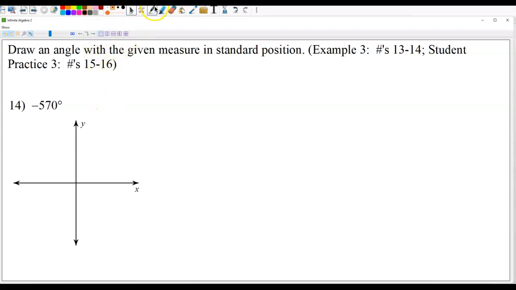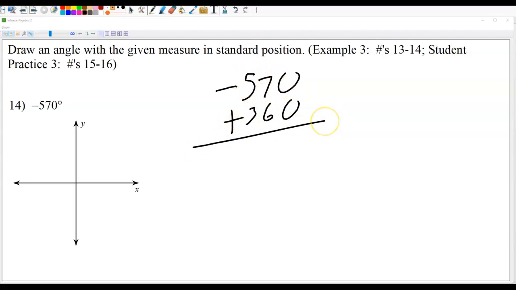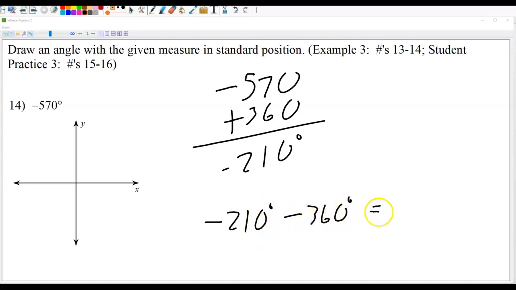Let's see, how do we handle a negative one? Well, for negative ones, what we're going to do is add 360 to it until we get a number between 0 and negative 360. Okay, so let's go ahead and add 360 to that and see what we get. If I add 360 to negative 570, I get negative 210. So here's what I know then. If I have negative 210 degrees and I subtract from it another 360 degrees, that will get me the angle that they actually want me to sketch, which is a negative 570 degree angle.